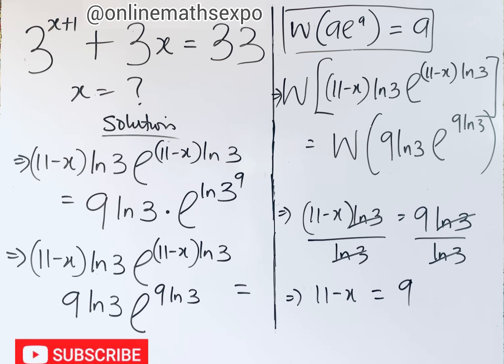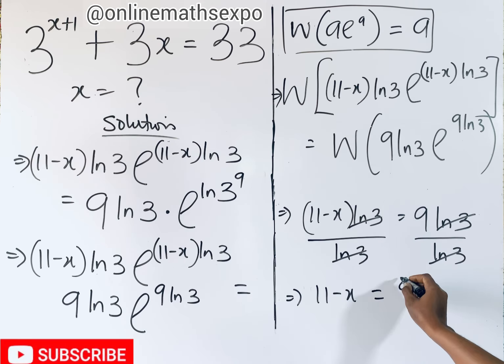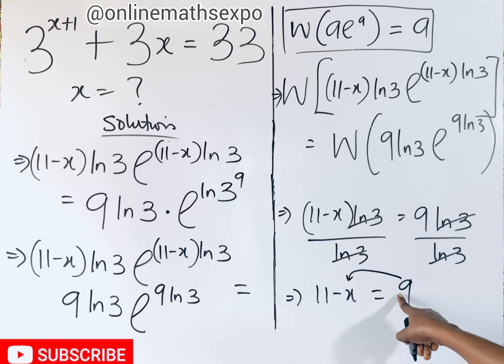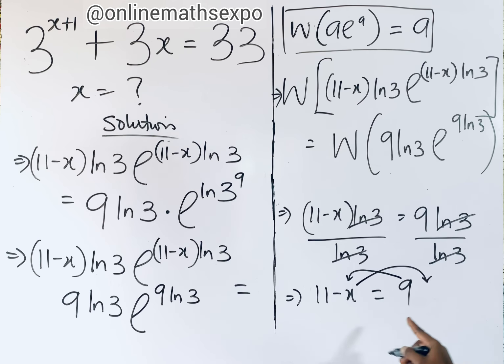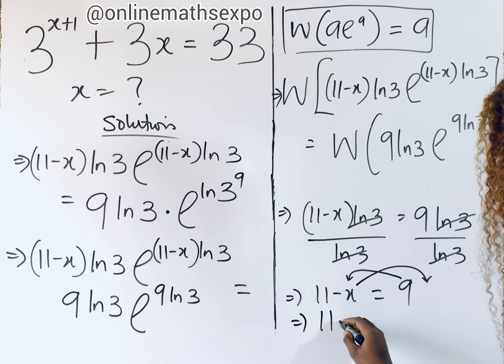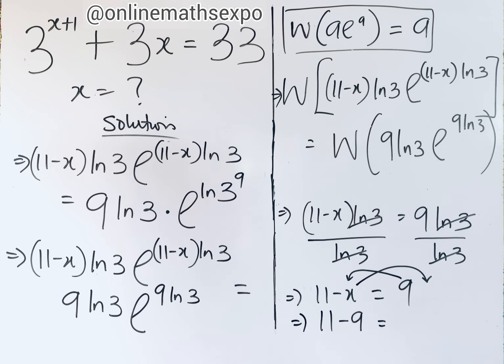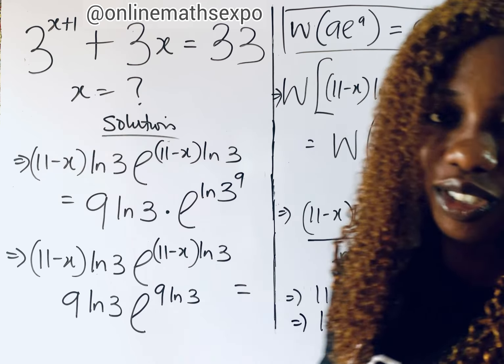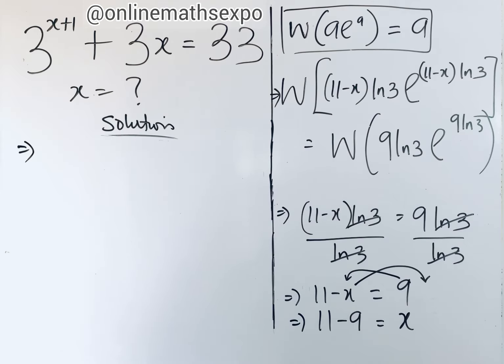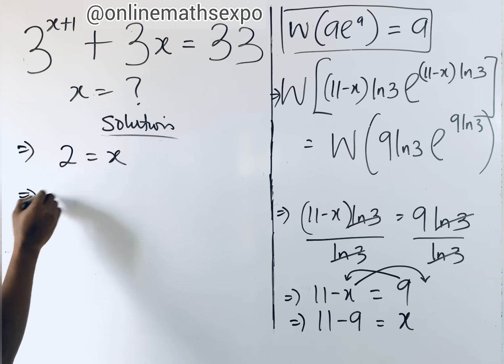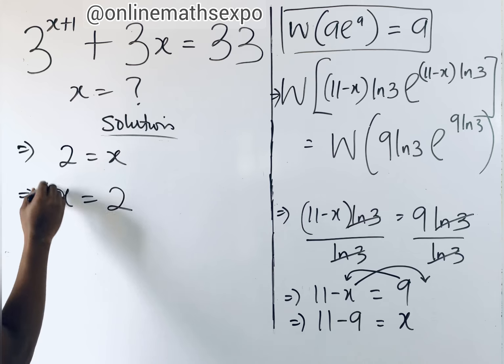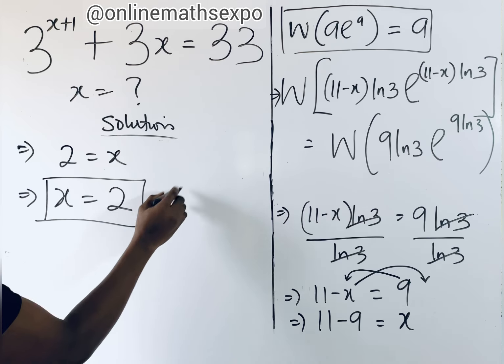Now what do you do to get x? You can now bring this to the right; on the left side it is addition, so you subtract, and then take this to the right side, you add. You're going to have 11 minus 9 is equal to x. Simplifying more, 11 minus 9 will give us 2, which is equal to x. So this implies the value of x is 2. And this is our answer.